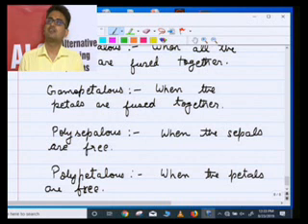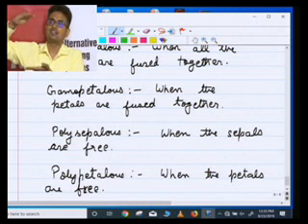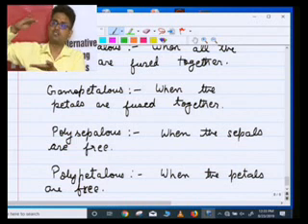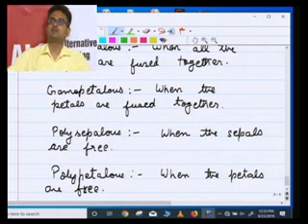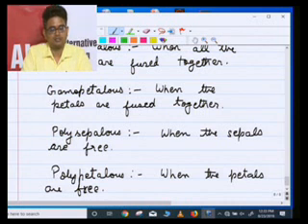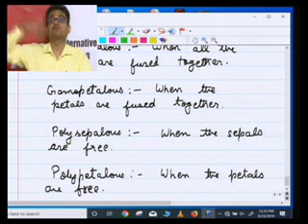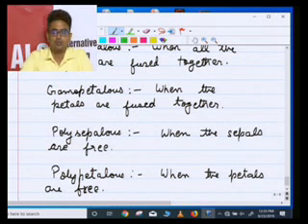Have you seen a datura flower? It's a huge flower, the size of the datura flower is this much. Nobody? It's gamopetalous. Teak, tomato, datura, all these are gamopetalous flowers. All the petals are fused together to form a corolla tube.